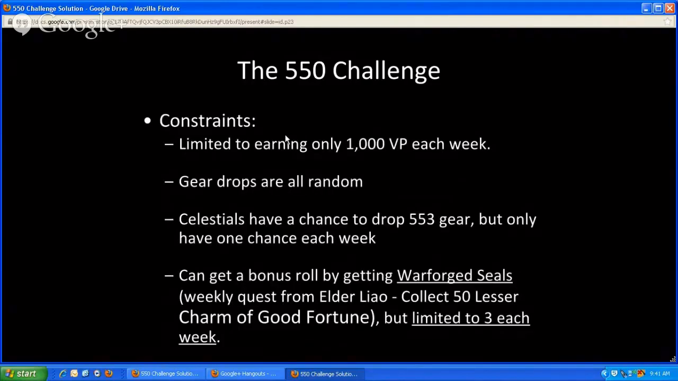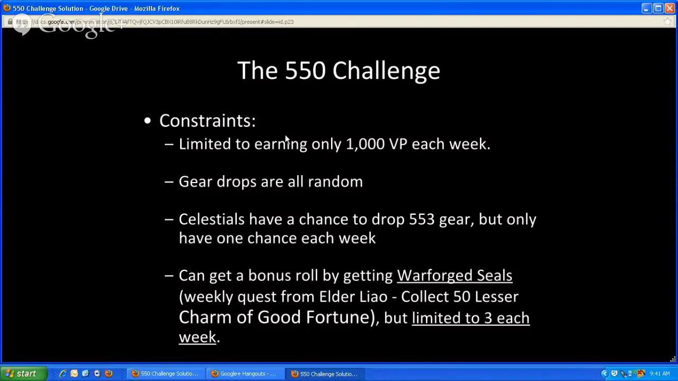The constraints, of course, are that you're limited to earning only 1,000 valor points each week, and you are capped at 3,000. So those are some things you just have to deal with. Those are constraints. The gear drops are all going to be random. You may not get the gear you want. But again, the way I'm looking at it is I'm just trying to get to the number. I'm not necessarily looking at optimizing it to a specific build. I'm just looking at how you get there as fast as possible.